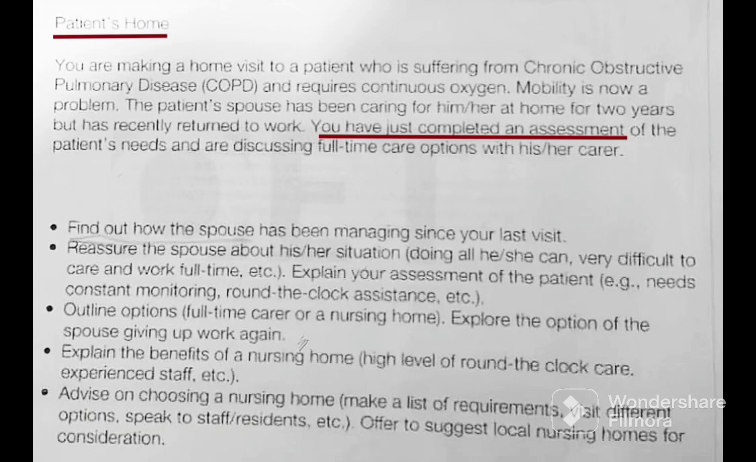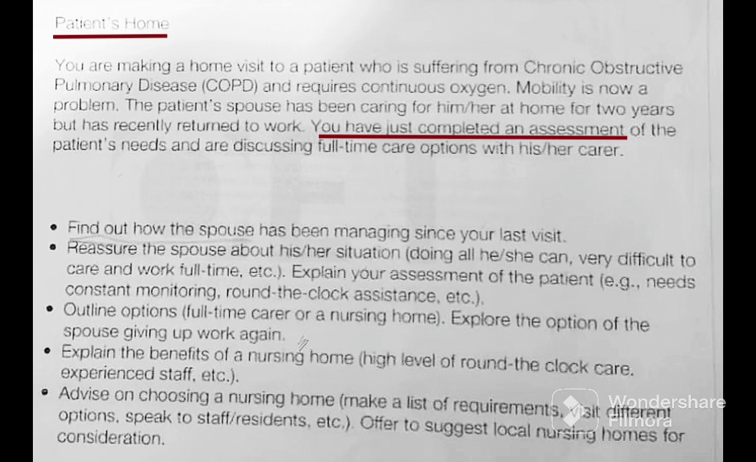Here they have given that it is a patient's home. You are making a home visit to a patient who is suffering from chronic obstructive pulmonary disease and requires continuous oxygen. Mobility is now a problem. The patient's spouse has been caring for him or her at home for 2 years but has recently returned to work. You have just completed an assessment of the patient's needs and are discussing full-time care options with his or her carer. The first task is to find out how the spouse has been managing since your last visit.